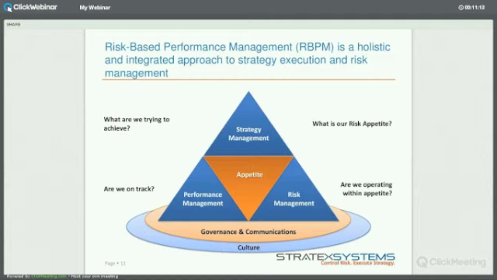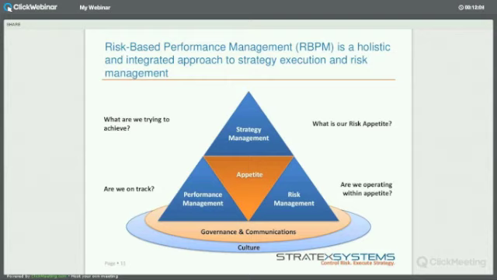So the approach we're talking about we call risk-based performance management, and it's very much a holistic approach. It starts off with strategy, so very much about saying what are our strategic objectives, what does our underlying business model look like, and then it goes into appetite, which is a central concept for the methodology. And really the way the strategy and the appetite piece work is saying, if we've defined a set of strategic objectives, how much risk and what type of risk are we willing to run to deliver on those objectives? So risk appetite has a fundamental part to play here early on in the process, but also as we go through our strategy execution phase.